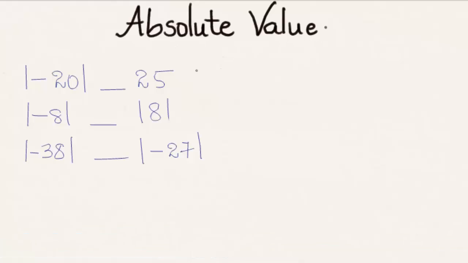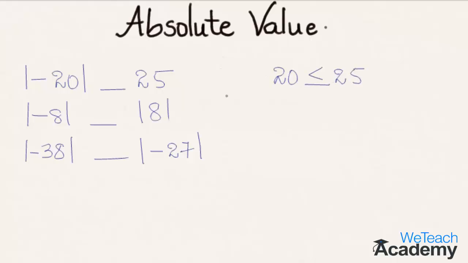Coming to the first example, the absolute value of minus 20 is 20, which is compared to the integer 25. Here 25 is greater than 20, so we can say that the absolute value of minus 20 is less than 25.